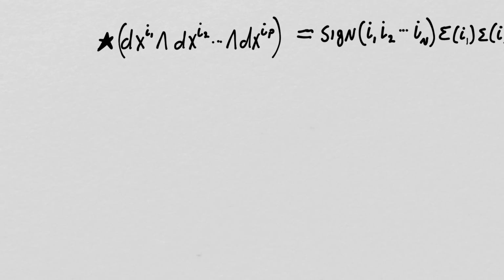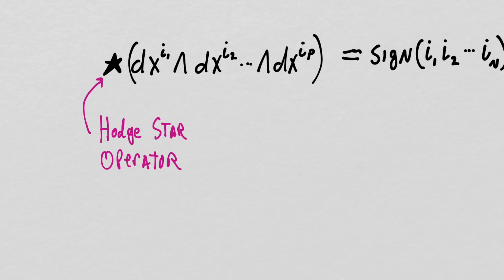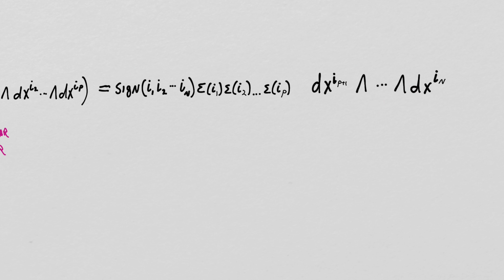So let's look at the left-hand side first. The first thing to see is that this star operator is called the Hodge star operator. The Hodge star operator's job is to take whatever is to its right, which is always going to be a form of some kind, and turn it into its Hodge dual. So the left-hand side is the form that's being converted, and the right-hand side is what it's being converted into.